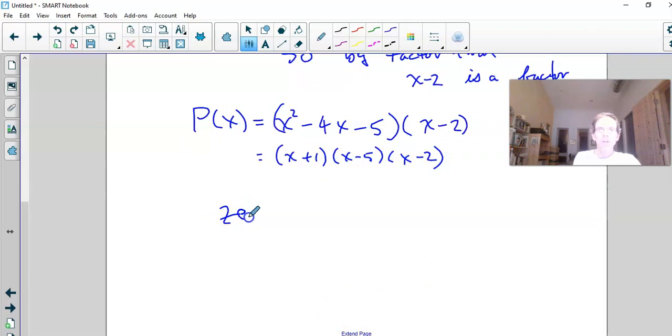And so the zeros of p of x are easily seen as negative 1, 5, and 2. These are the numbers that make any of these binomials 0 and would make the polynomial 0. That's why they're called zeros, right? They're the solutions of p of x equals 0.